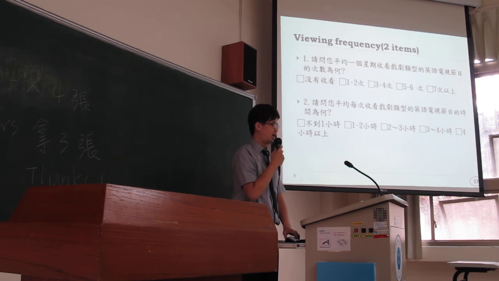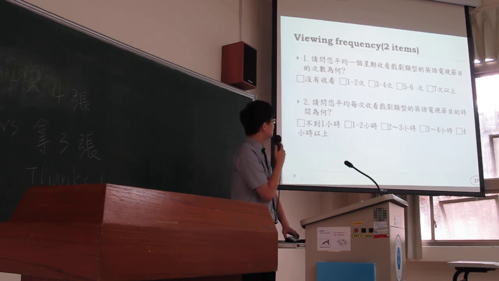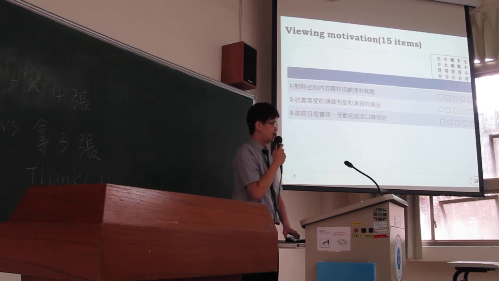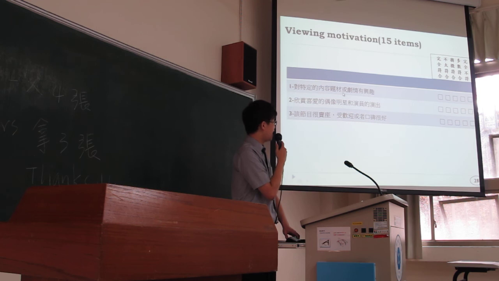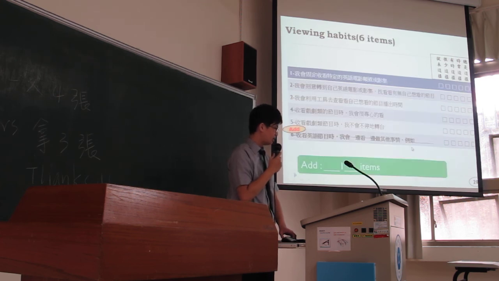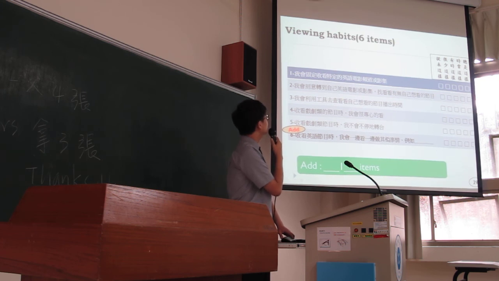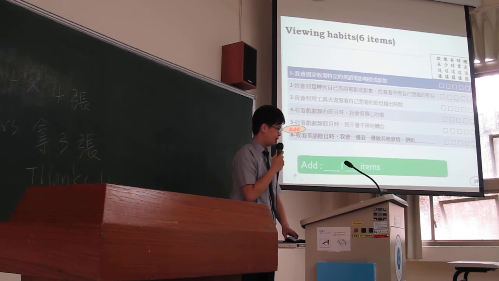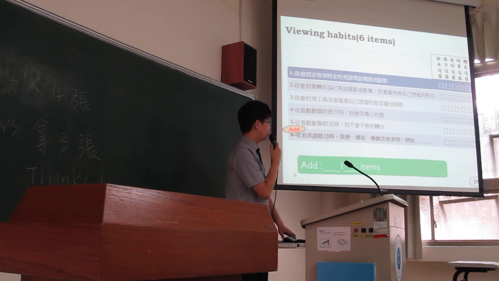The first section is about viewing frequencies, 2 items. And viewing motivation is about 50 items. For example, the first one, I am interested in specific materials or films. And the next section is about the viewing habits. They have 6 items in total. For example, I will watch specific English drama programs regularly.